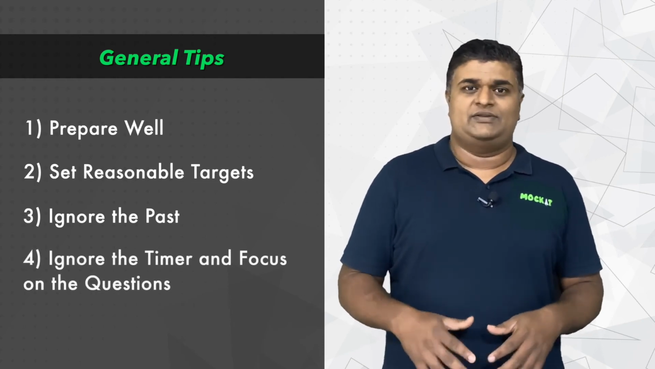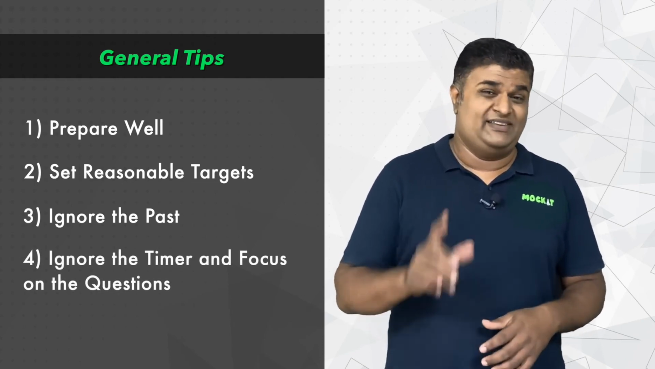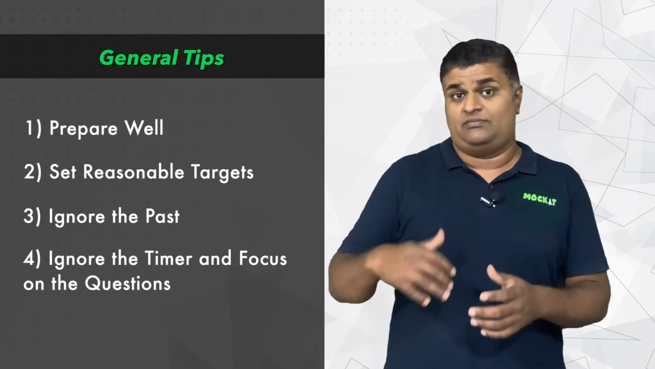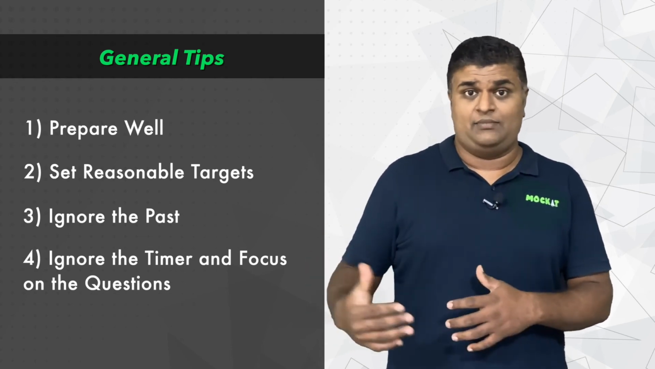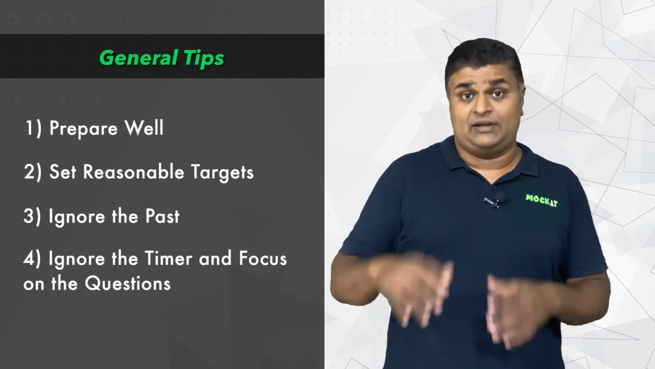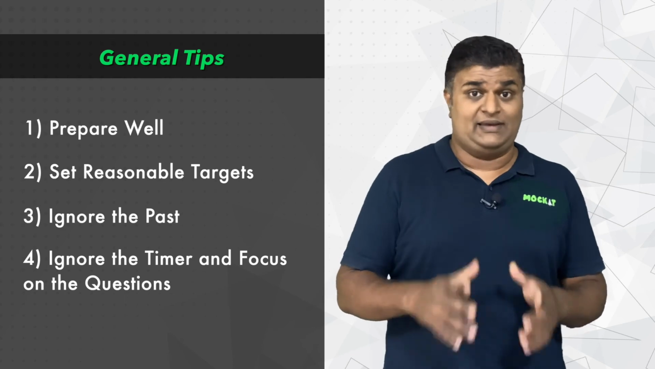The last over here, easier said than done for a lot of you, is to ignore the timer. Now, this is another thing which happens over time. For you to do this, prepare well, set reasonable targets, and automatically you'll realize that your focus is going to be on the question or the case and not on the timer. So that's about it. Once again, the 3 major things of the 5 steps outlined: identify the mistakes, find the root cause, and take the corrective measures.